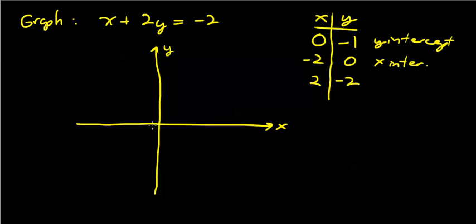If x is 0, y is minus 1. If x is minus 2, y is 0, and if x is 2, y is minus 2. And so all these points look like they're all on the same line, so I'll connect the dots.